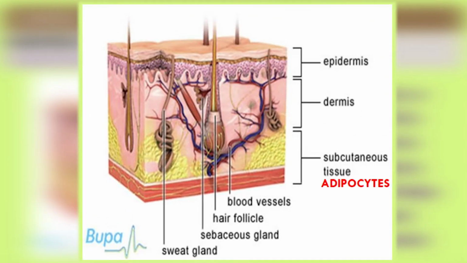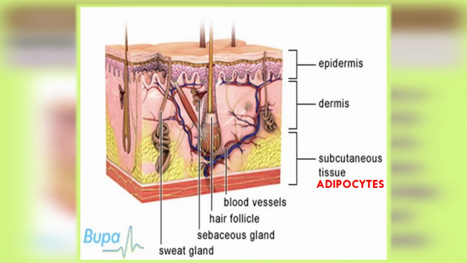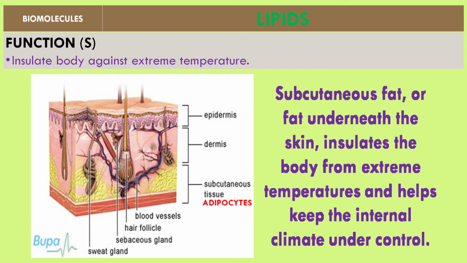Ang lipids ay binubuo ng specialized cells called adipocytes found in the subcutaneous layer of skin for insulative barrier to help our body to regulate the temperature. Subcutaneous fat or fat underneath the skin insulates the body from extreme temperatures and helps keep the internal climate under control.